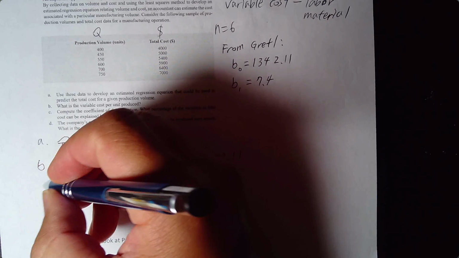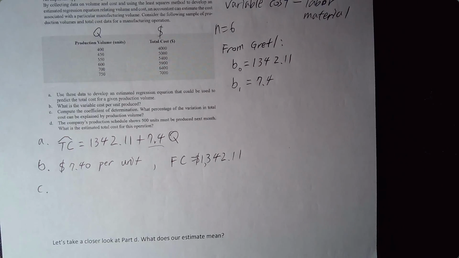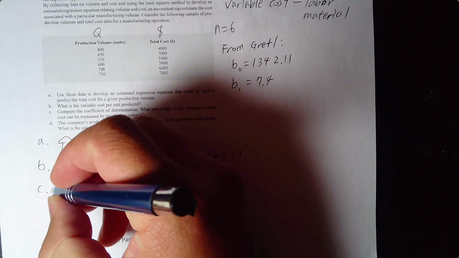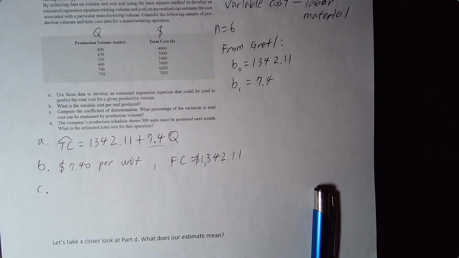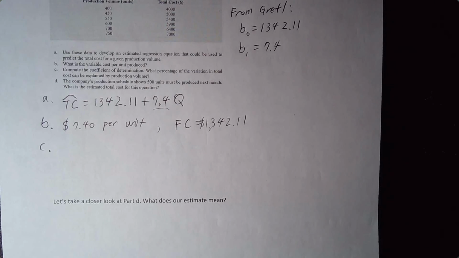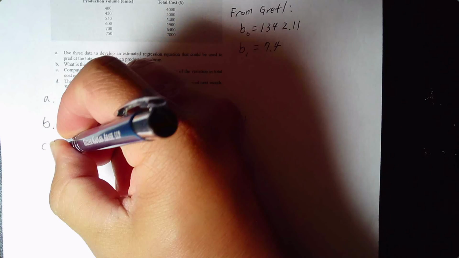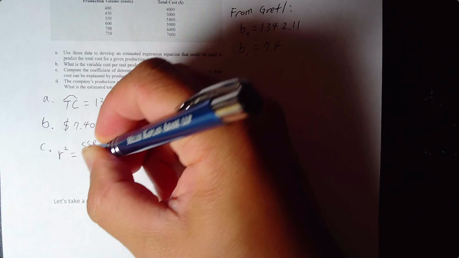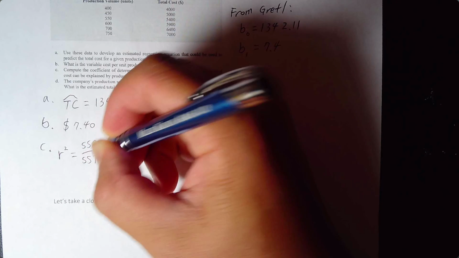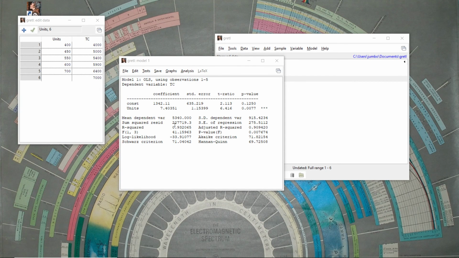Okay, now let's go on to C. The coefficient of determination. So remember, coefficient of determination, that is our R square. So we're going to go back to our Gödel output to take a look at that. Remember, our R square, our coefficient of determination, is SSR divided by SST. Now to get that from Gödel, we can see it right here. Coefficient of determination, that is just R squared. So that is a 0.932.